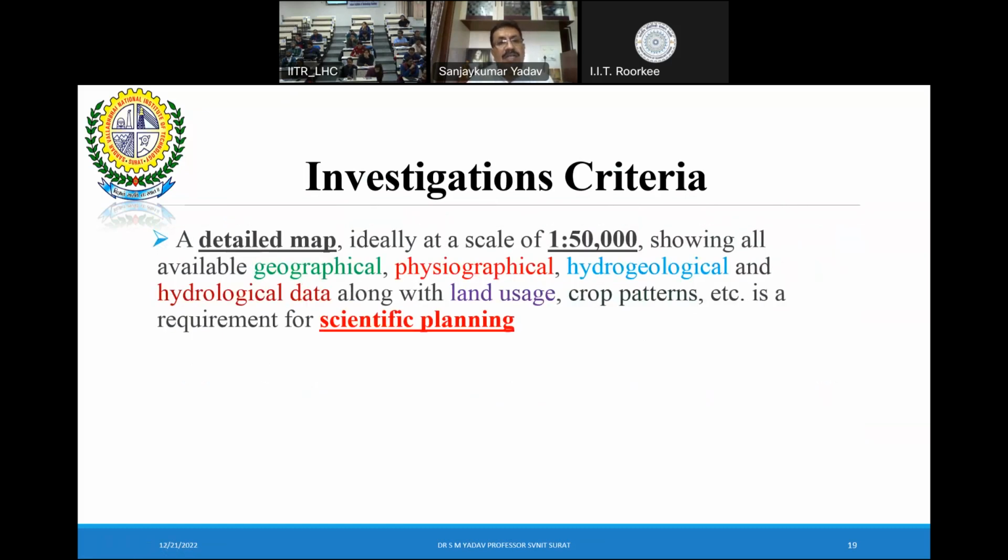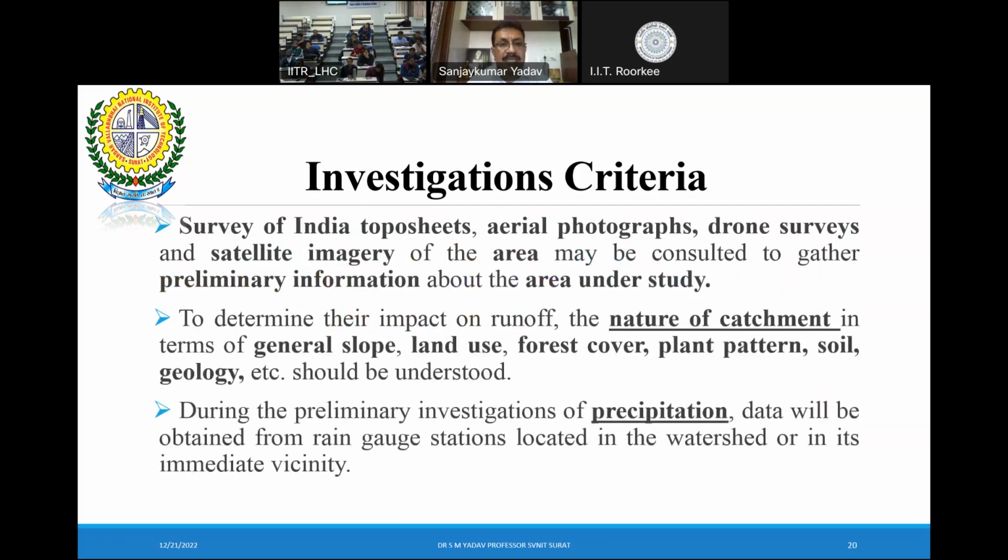A detailed map. So what are the requirements for selecting the site for a percolation tank? A detailed map, ideally at a scale of 1:50,000, showing all available geographical, physiographical, hydrogeological, and hydrological data along with land usage, crop pattern, etc. is a requirement for scientific planning. Survey of India toposheets, aerial photographs, and nowadays even drone surveys and satellite imagery of the area may be consulted to gather preliminary information about the area under study.